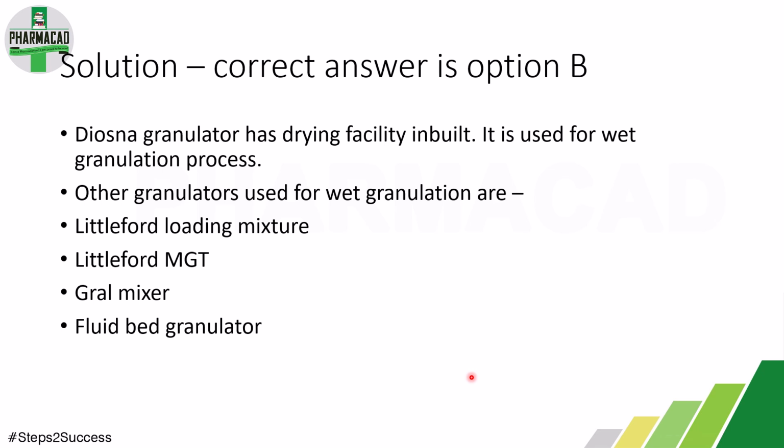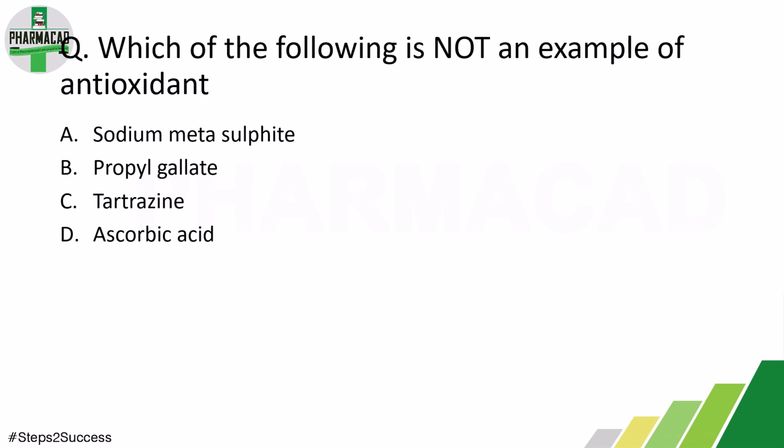So for certain things like equipment or machinery, their specific points or names and what purpose they are used for, you guys have to remember. There is nothing to explain. Other granulators used for wet granulation are Little Pod, loading mixture, MGT, Gral mixer granulator, fluid bed granulator. Move on to the next question.